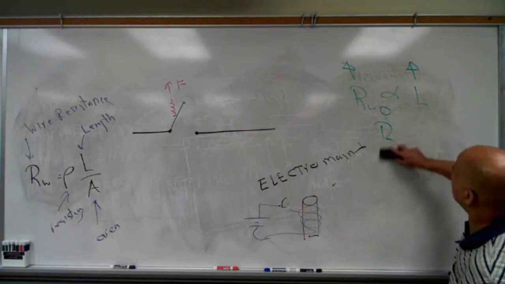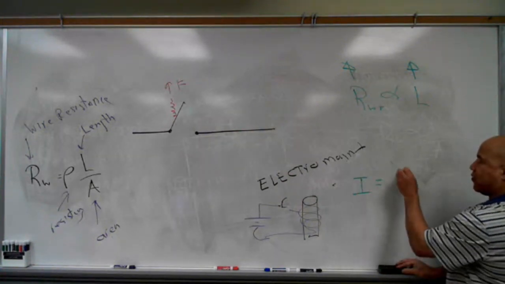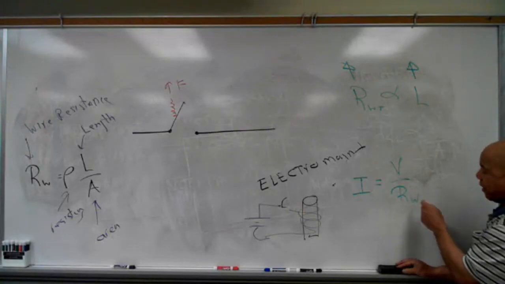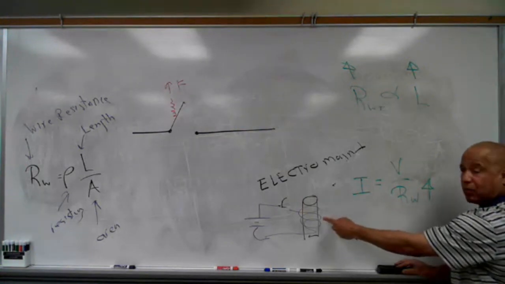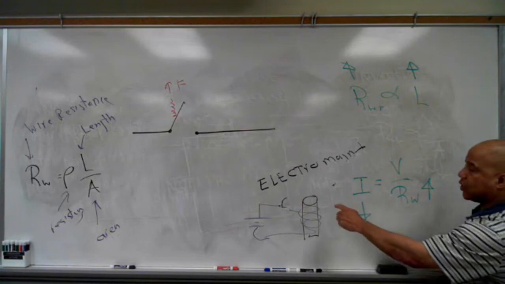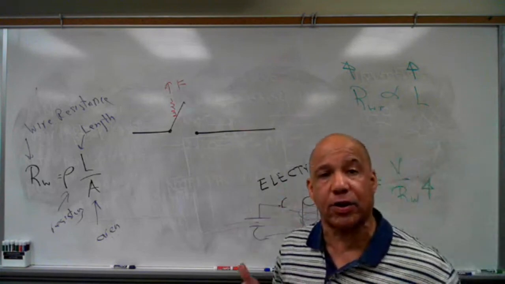Well, if you remember from your circuits course, Ohm's law says that current is voltage over resistance of wire. If I have a really, really high resistance because the wire is really long and really thin, that means the current is going to be really low. So this coil right here, this electromagnet, is always a low current circuit.